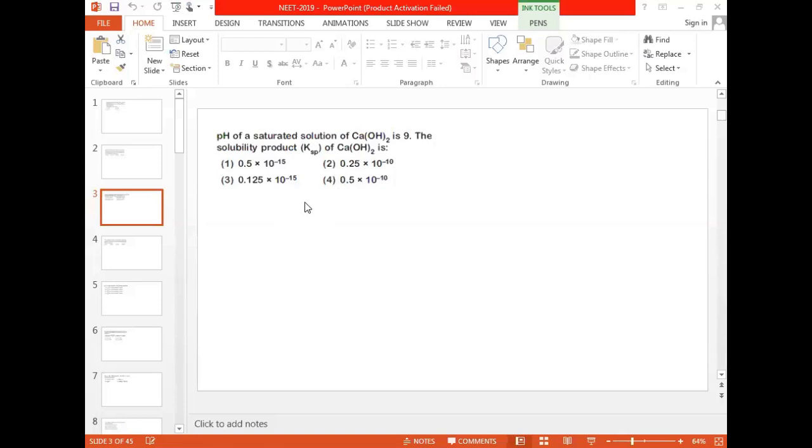The pH of a saturated solution is 9. What is the solubility product of Ca(OH) taken twice? Okay, let us see this also.